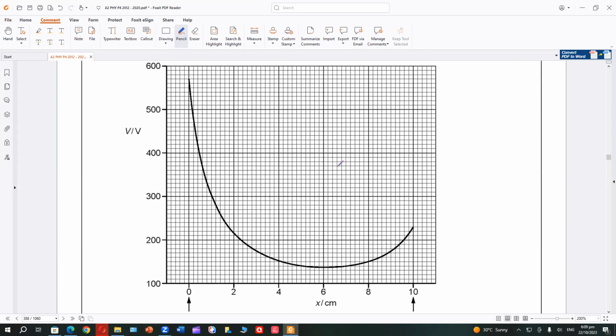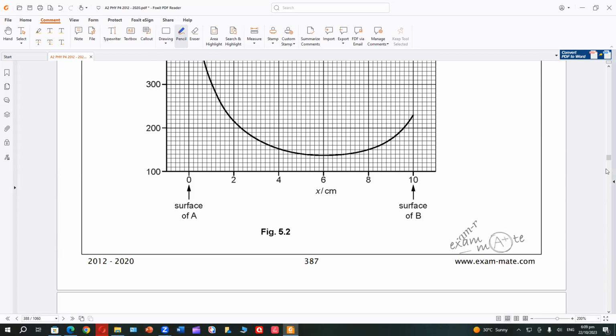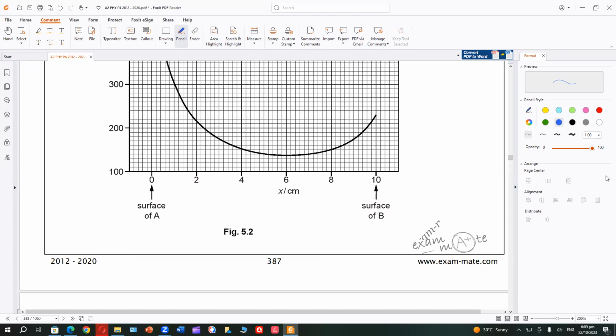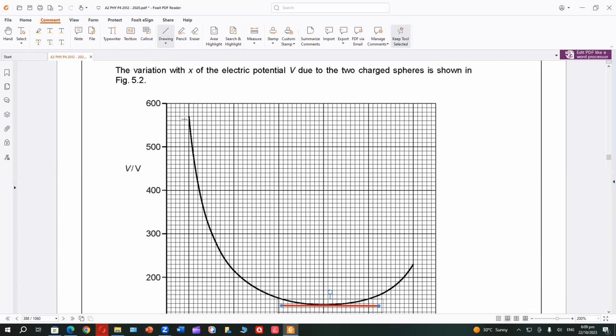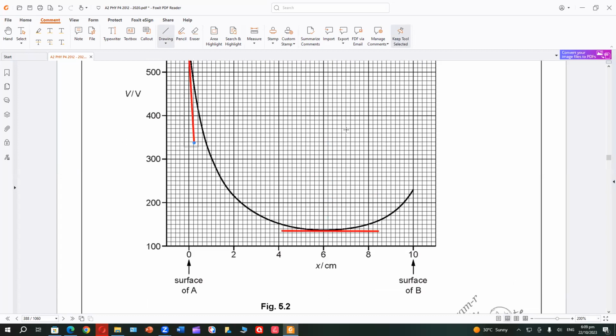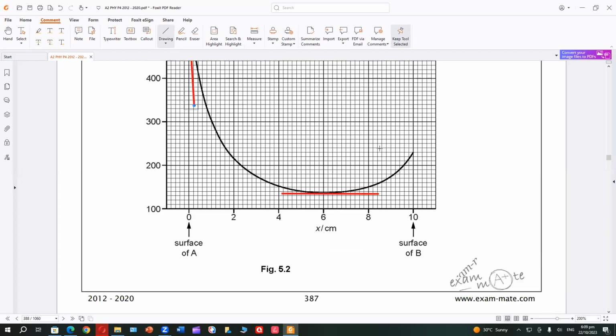Now, if I draw a tangent, I will get the force. I draw my tangents on different positions. Let me draw a tangent here. Look at the tangent. And let me draw a tangent here, and here. I have drawn three tangents.